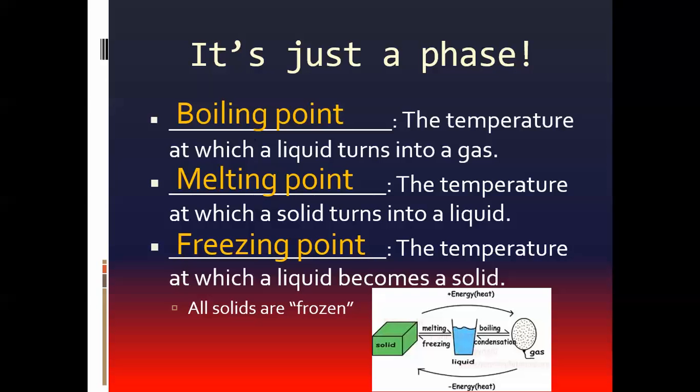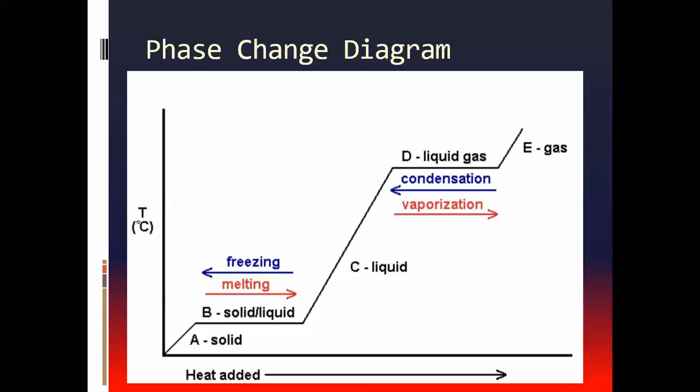So if I have ice at 0 degrees Celsius and I'm heating it up, it's going to turn to liquid. Whereas if I have liquid water and I put it in my freezer where it's below the freezing point, and so heat energy is being removed, then it's going to freeze. So we would say the freezing point and melting point of water are both 0 degrees Celsius.